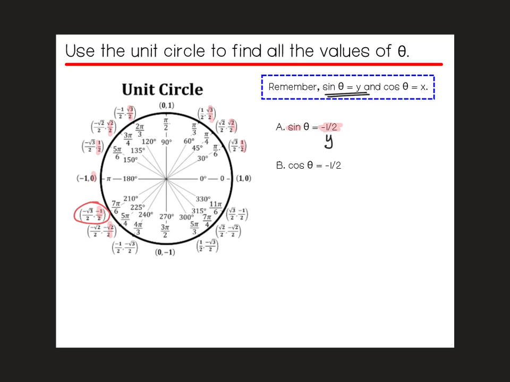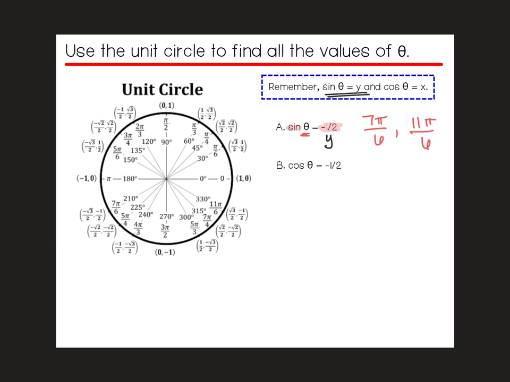And then just keep looking. -1/2. Nope, nope, nope, nope. Oh, there's another. Then it says, what's the theta value? It would be 7 pi over 6 and 11 pi over 6. So this time, instead of giving you the theta and asking you to find the x or the y value of the coordinate, you're going backwards.